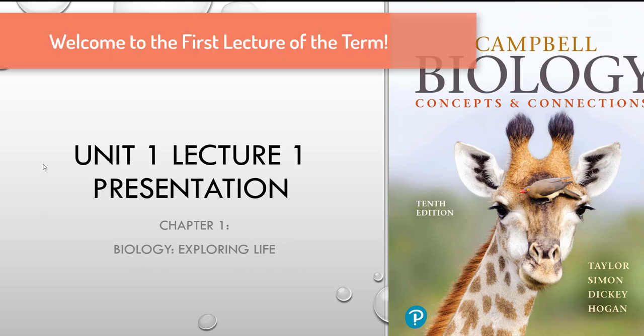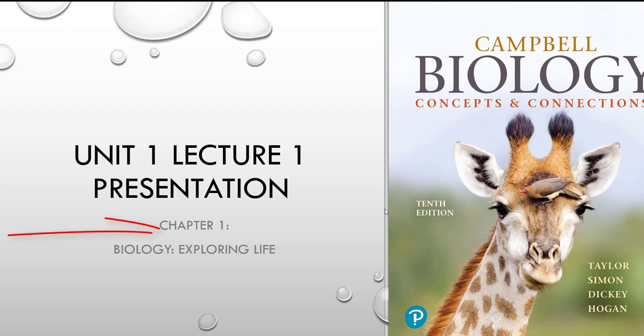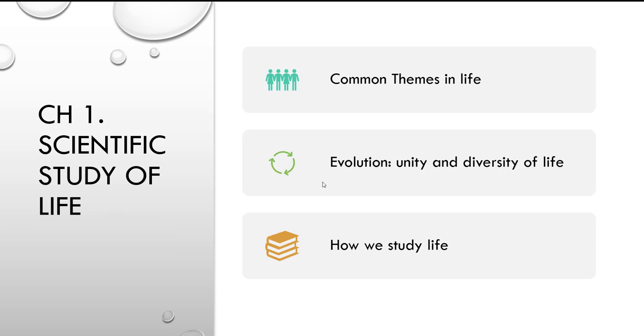We're going to be getting into chapter 1, the biology of life, so exploring life. So in this first chapter, we're going to cover 3 basic parts. We're going to start out by looking at the common themes in life, so what unites living things together, as well as a brief introduction into evolution, so how we're all connected, and that explains the diversity of life. And then finally, we're going to end the chapter with how we study life, so talking about the scientific method.